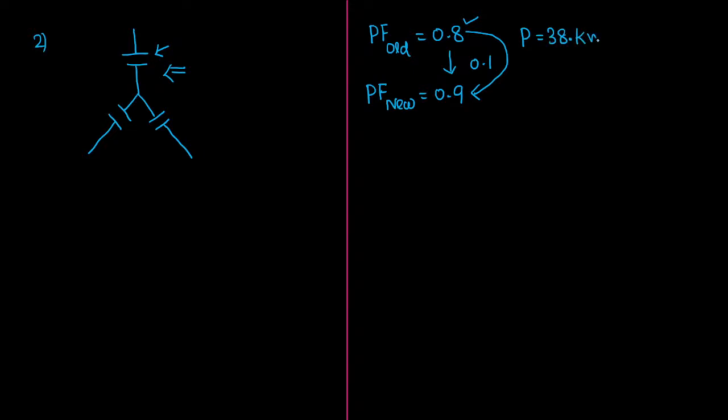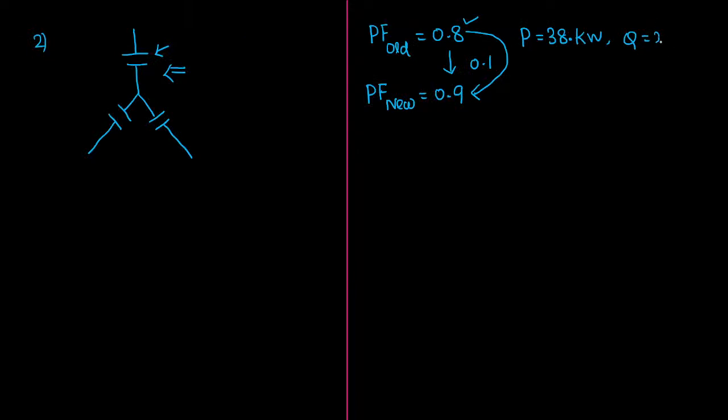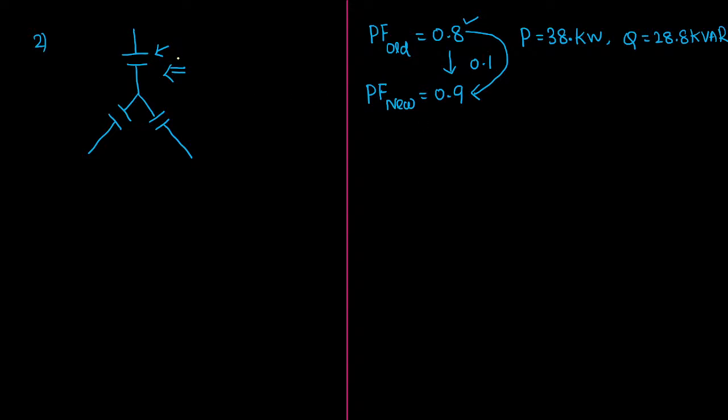38 kilowatt. Similarly, we also know the existing reactive power. What is the existing reactive power? Existing reactive power is 28.8 kilovolt ampere reactive. So we know the existing real power and reactive power. Now I'm just asking you what type of load we are connecting here.